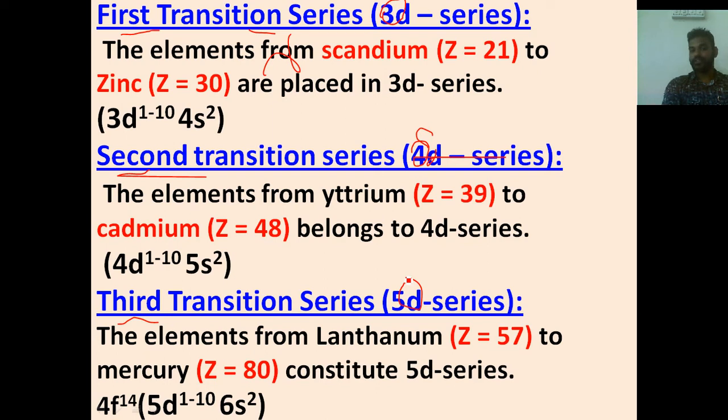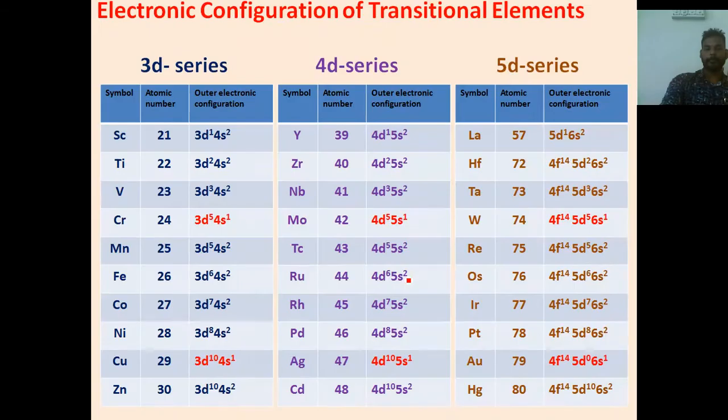So successive addition of electron takes place to the 3d series means it is the first d orbital series, so it is called first transition series. For the second transition series, the successive addition of electron takes place for 4d series, and third transition series means the successive addition of electron takes place for 5d series. So just go through their examples and then electronic configuration. These are the examples. 3d series electronic configuration and 4d, 5d series electronic configuration is enough.